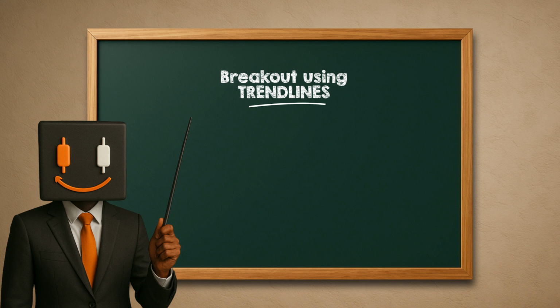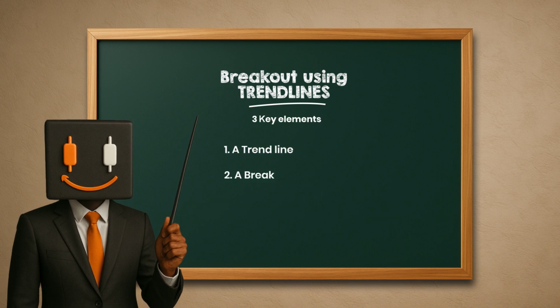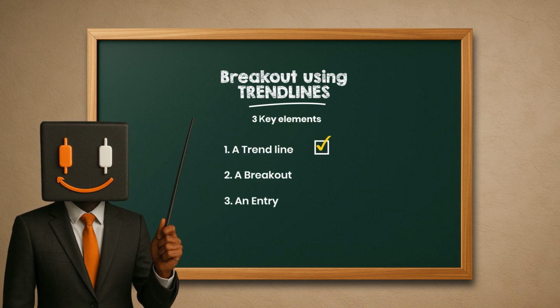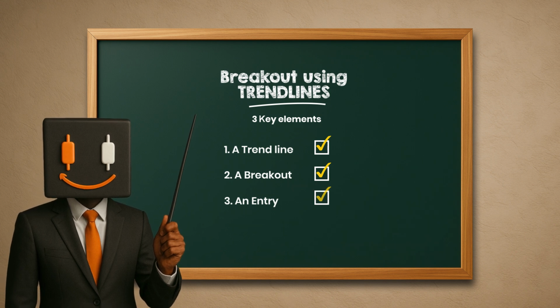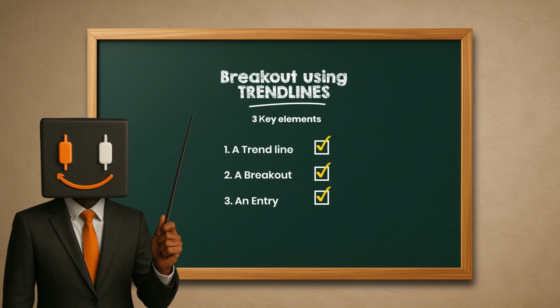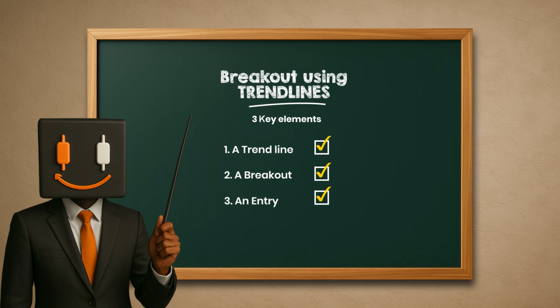This strategy comes down to 3 things: a trend line, a breakout, and an entry. If you're able to draw a trend line, identify when the breakout happens, and know exactly when and where to enter the market after the breakout, then you're a master of this strategy. Let's start with drawing a trend line.